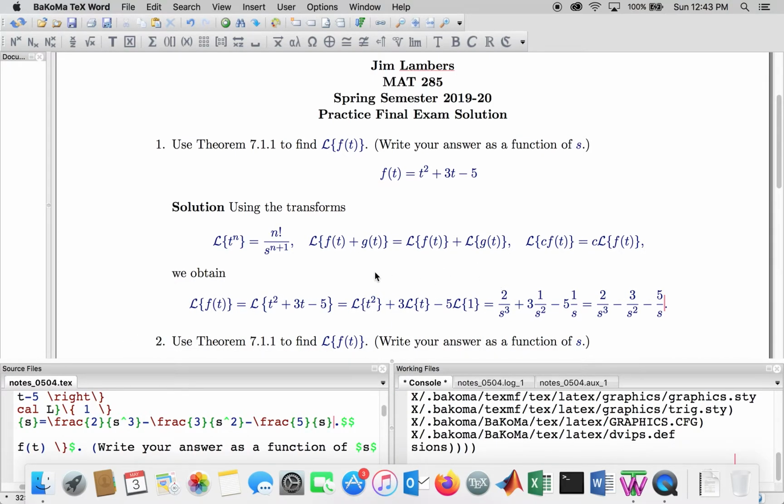So break down individual terms, pull out constant factors, focus on what's left, and then combine the results using these relationships: the transform of a sum is the sum of the transforms, and the transform of a constant times a function is the same constant times that transform.